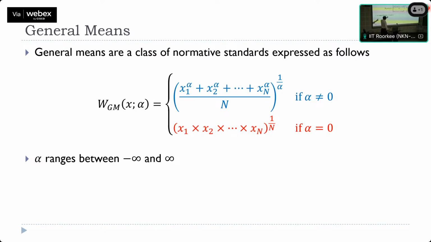So the value of this alpha, the parameter, ranges between minus infinity and plus infinity. What if alpha is equal to 1? What is it for alpha equal to 1? Any of you? It's the average. It's the arithmetic mean. Yeah. What about alpha equal to 0?